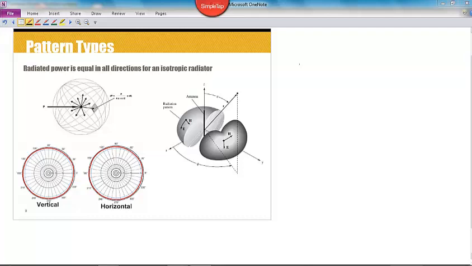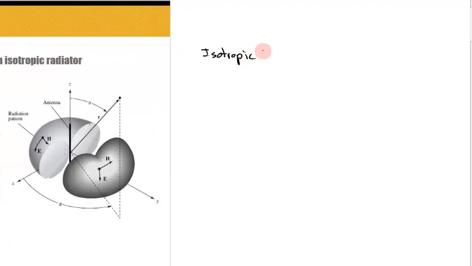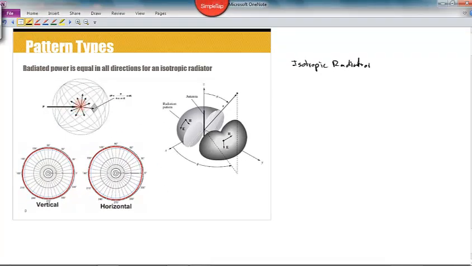Very often when we describe antenna properties, we're going to do so by comparing the antenna that we're studying to a hypothetical lossless antenna called an isotropic radiator. Isotropic just means equal in all directions. So an isotropic radiator is a hypothetical lossless antenna that's going to radiate electromagnetic energy equally in all directions. Iso meaning the same, tropic meaning direction. And so therefore, an isotropic emitter is something that radiates a spherical radiation equal in all directions.